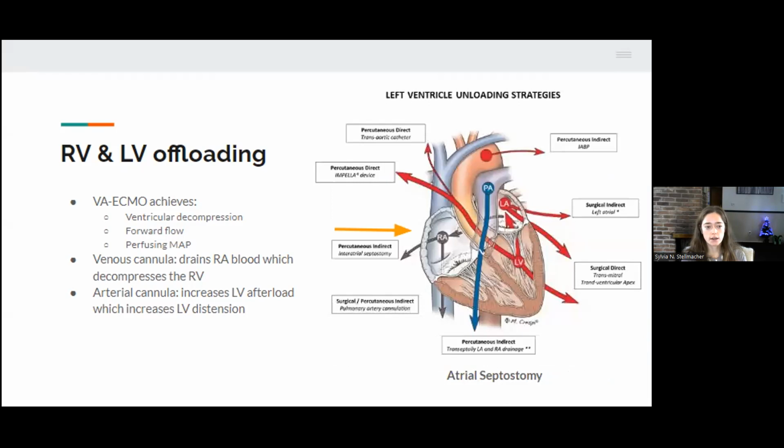There's a few other strategies for offloading the left ventricle if it's not able to maintain a perfusing MAP. This includes an atrial septostomy or other unloading strategies. These are interventional strategies that essentially help shunt blood away from the other side of the aorta so that the left ventricle can help push blood forward. These are more advanced options, used in severe situations of high afterload.